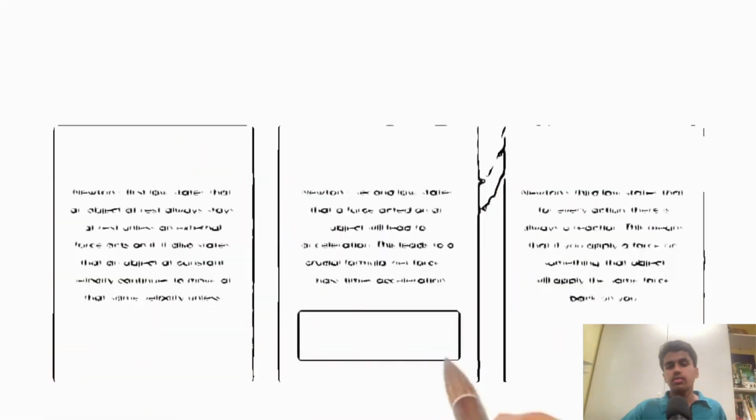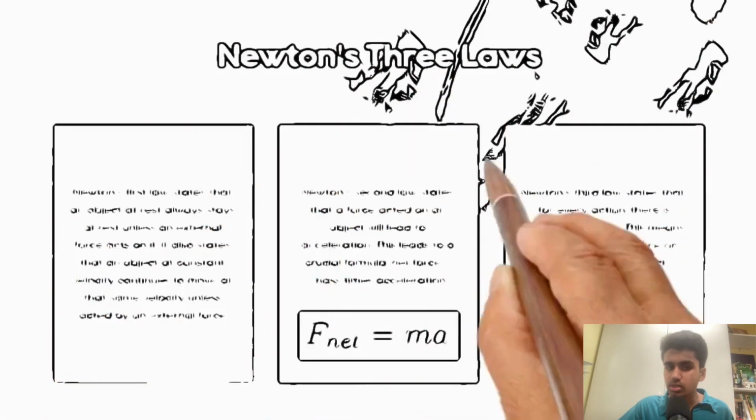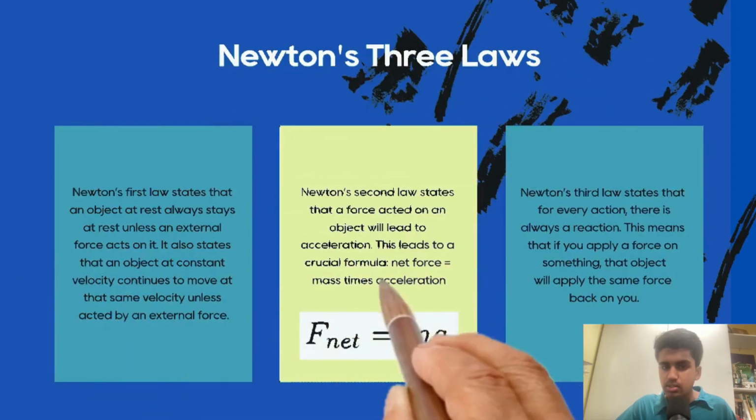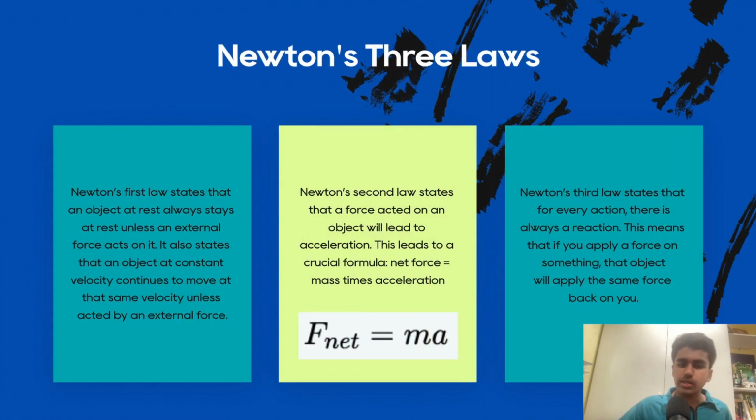Now, the bulk of this unit: Newton's 3 laws. The first one is that an object at rest always stays at rest unless an external force acts on it. It also states that an object at constant velocity continues to move at that same velocity unless acted on by an external force. An example for this might be a suitcase at the airport.